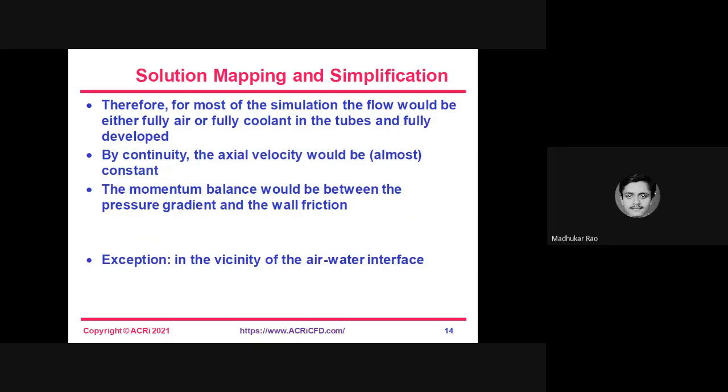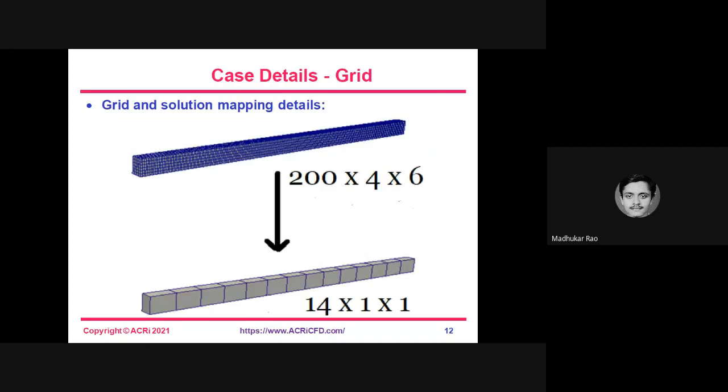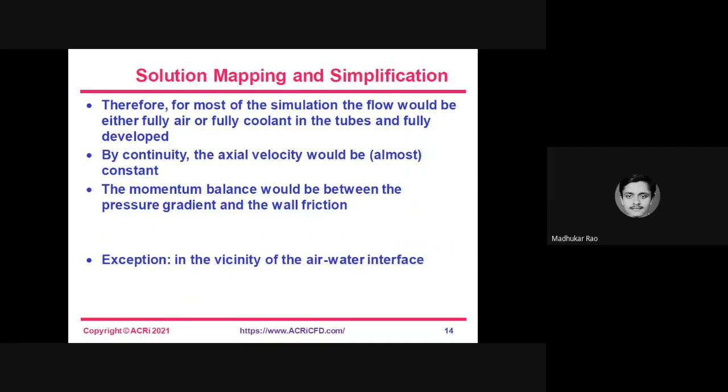So for most of the simulation, the flow would be either fully air or fully water coolant in the tubes, and it would also be fully developed. Then by mass conservation, the axial velocity would be almost constant, and the momentum balance would reduce to a balance between the pressure gradient and the wall friction. Again, the exception being in the vicinity of the air-water interface. Furthermore, the absolute pressure in the training configuration and the actual system are completely unrelated. You could see from my domain, which we use for training, that there will be no relationship between the pressures in this model and the pressures in a full-fledged cooling circuit.